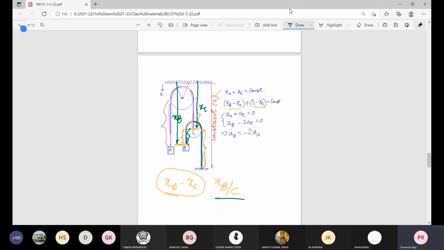You are talking about the distance of B with respect to C at any location, when C is here, B is here. In that case also, this length is simply the relative length of B with respect to C. That is XB minus XC as a whole. What I was talking about was XB and XC separately. What you are talking about is considering both as a whole, that is the relative position of B with respect to pulley C. C is not fixed.